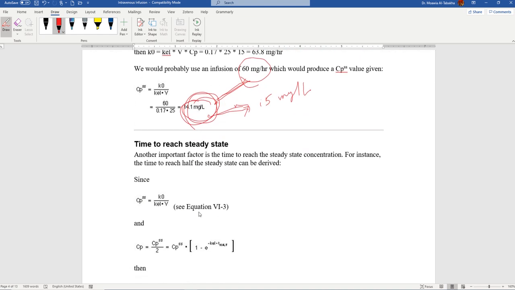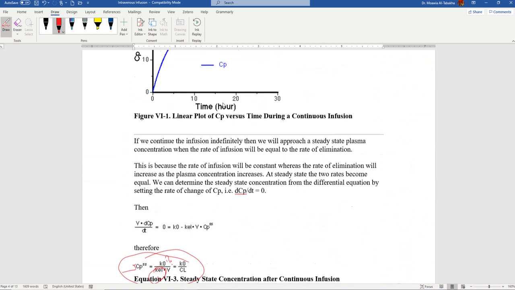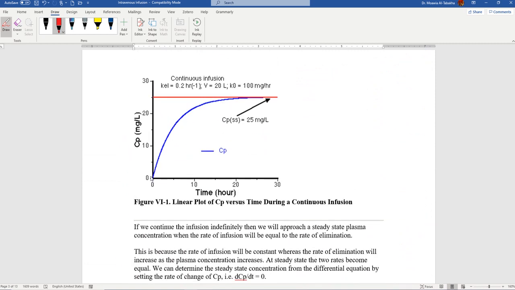We already talked about the time to reach steady state, which is infinity. If I go back to this figure, to reach the steady state from 0 takes infinite time. So many days, so many hours.